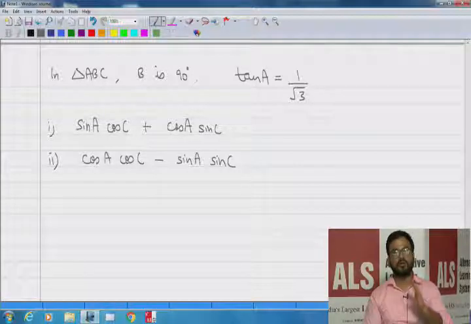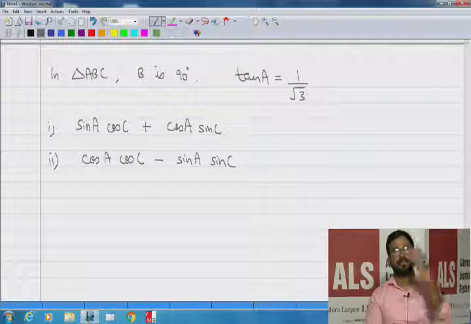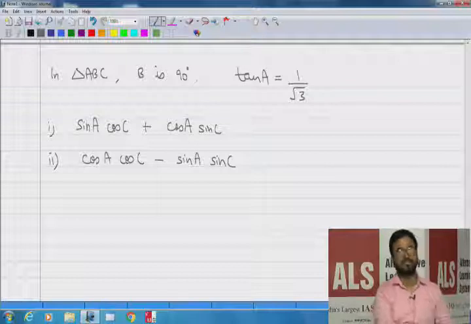Again the same thing, draw the right angle triangle, making B as the 90 degree, and with respect to tan of A is 1 by root 3, mark the two sides and find the other side, and then find these values, substitute. Do this one, this is same as the previous question.